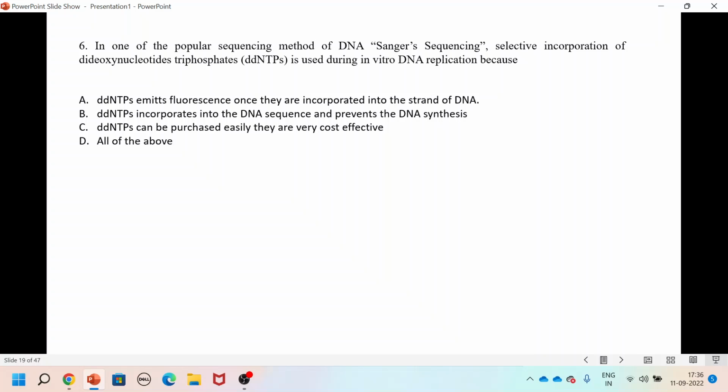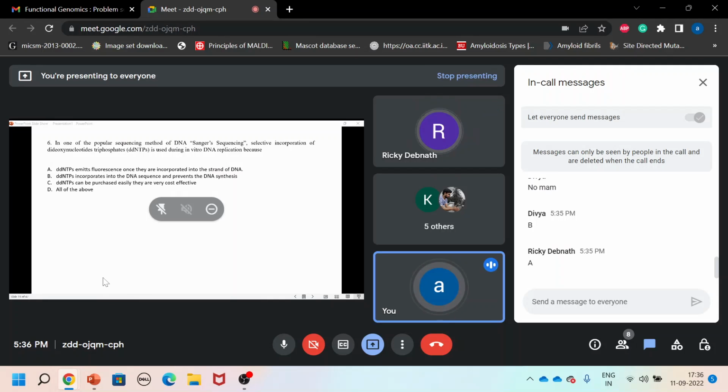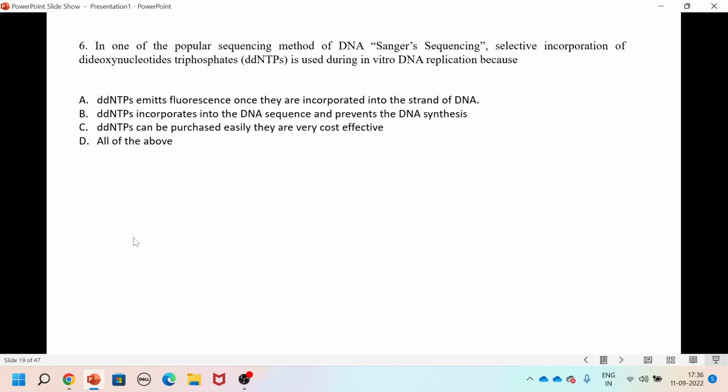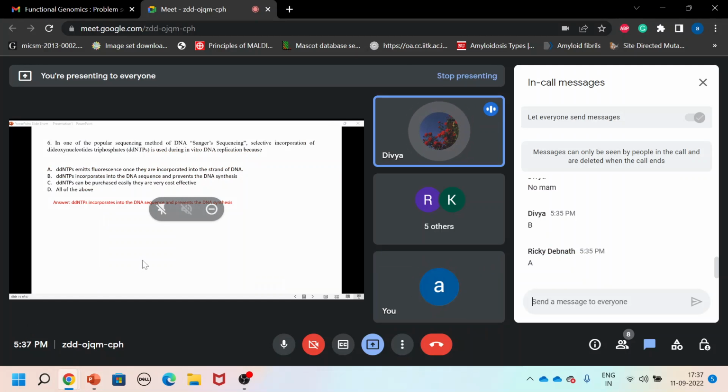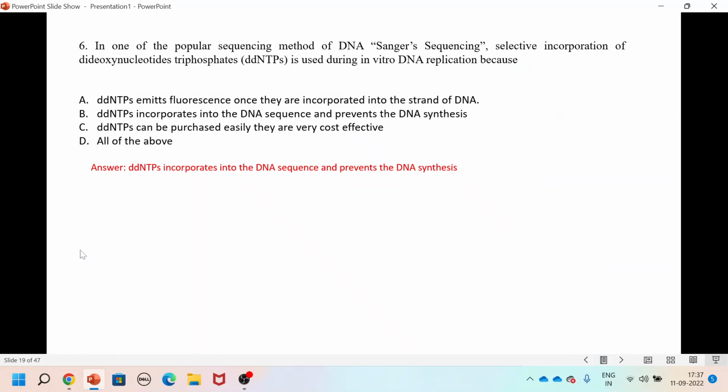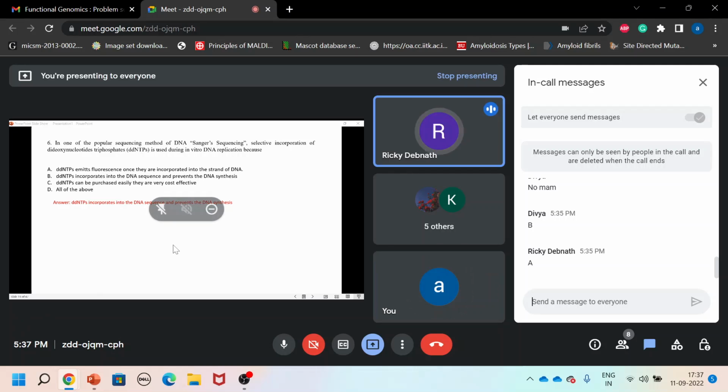Right. You have explained it correctly, but Divya, would you like to explain why you have chosen option B? So Ma'am, basically, ddNTPs prevent DNA synthesis because they do not have a free OH. Right. So, Ricky, you answered it correctly, but the principle for which we are using ddNTP is not because it emits fluorescence. It is emitting fluorescence because we have attached a fluorophore to it. You are right, but the principle because of which we are using ddNTP in this method is that we want to prevent the DNA synthesis, right? Is it clear? Yeah, got it. Okay.